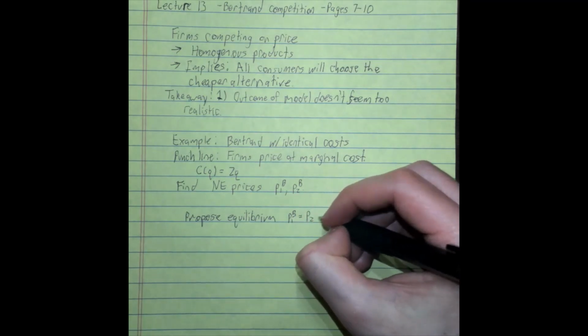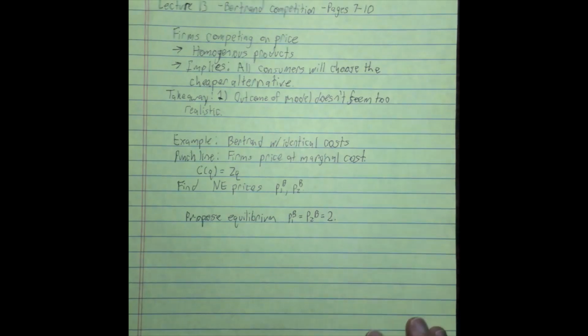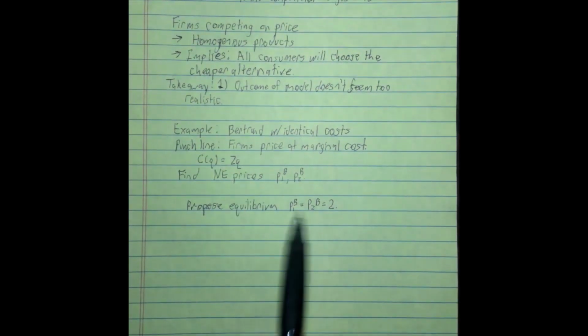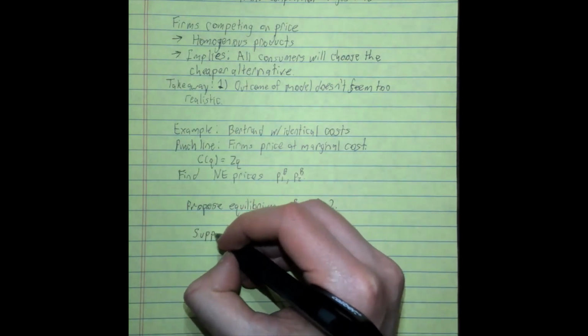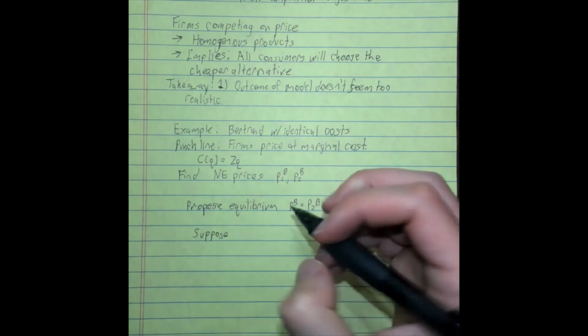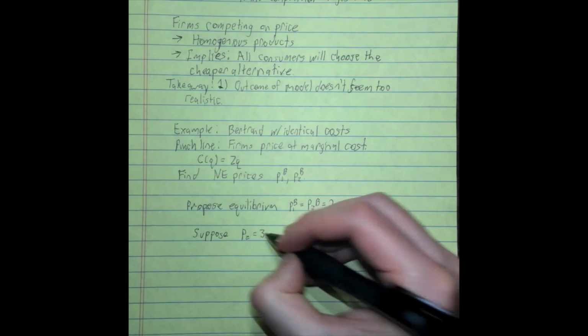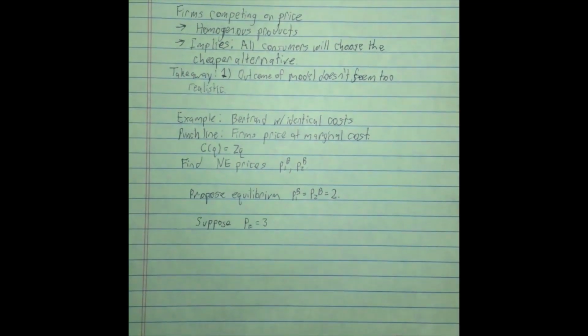P1B is equal to 2, P2B is equal to 2. All right, and that's because marginal cost is equal to 2. So let's think about this for a moment. Suppose that one firm, say firm 2, set a price of 3. What's firm 1's best response?